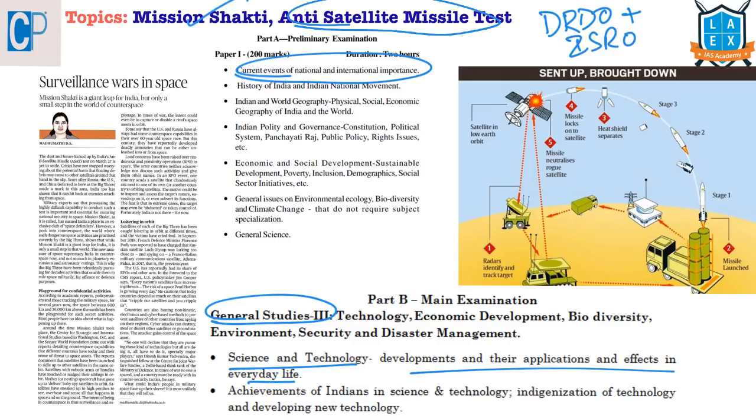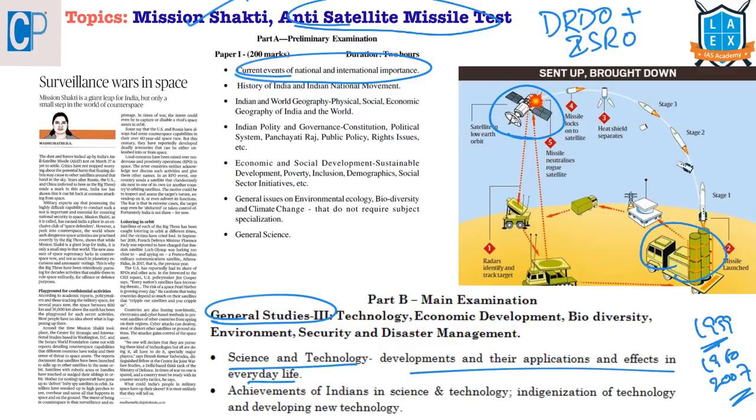Then, what is this anti-satellite missile test? Here you can see in this image. From this we can understand what is meant by an anti-satellite test. It is the capability to hit and destroy the satellites in space by launching a missile from the ground. The first anti-satellite test was carried out by the US in 1959, which was followed by the Soviet Union in 1960, and then China did it in 2007. So now India is the fourth country to carry out this anti-satellite test.